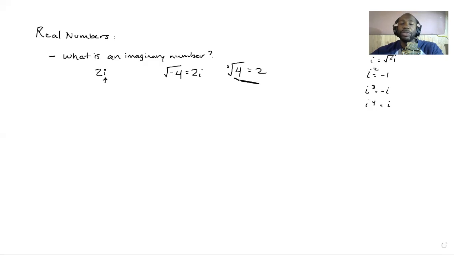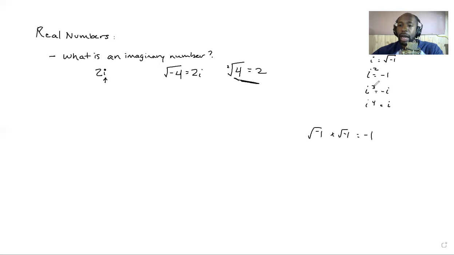I mean, the square root of -1 is i. i squared, so check it out: i squared is the square root of -1 times the square root of -1. Anytime you multiply a square root times the same square root, you just get the number underneath. So that just equals -1.